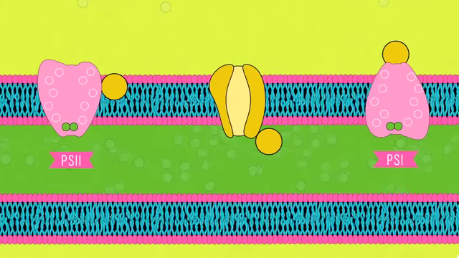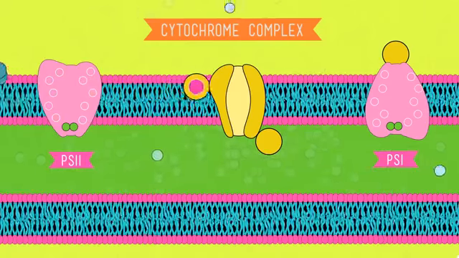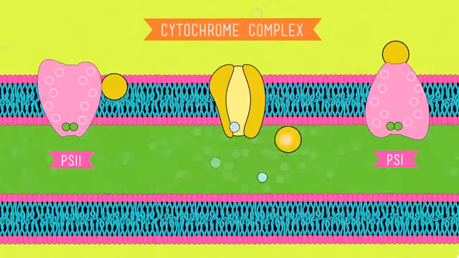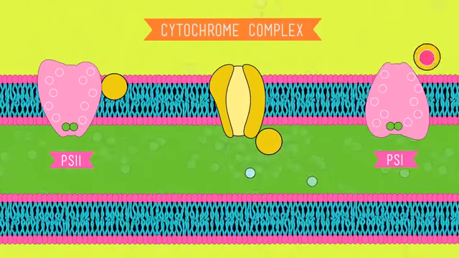Now remember, all energized electrons from PS2 have been picked up by electron carriers and now are being transported to the second protein complex, the cytochrome complex. This little guy does two things. One, it serves as an intermediary between PS2 and PS1, and two, it uses a little bit of that energy from the electron to pump another proton into the thylakoid. So the thylakoid's starting to fill up with protons.